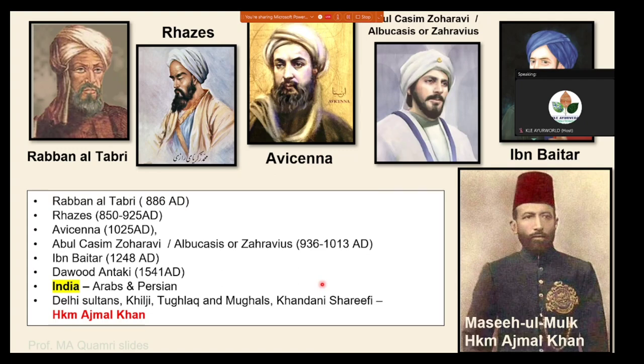for the past 7 years, the Government of India has declared the 11th of February, the birth anniversary of Hakim Ajmal Khan, as National Unani Day. So, to commemorate his contribution for the development and promotion of the Unani system of medicine in India, this Unani Day is being celebrated throughout India as well as abroad also.